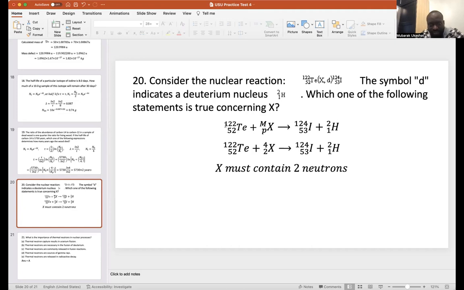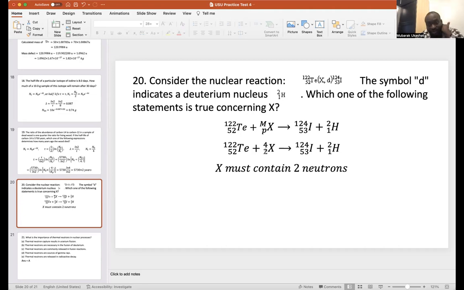So we want to make sure that the mass number balances on both sides. So 124 plus 2 is 126. So we only have 122, so we want to make it 126, so we need 4. M has to be 4. And here also the proton numbers have to balance. So here is 53, here is 54, here is 52. So we need 2 here to make 54 on this side. So it's 4 and 2.